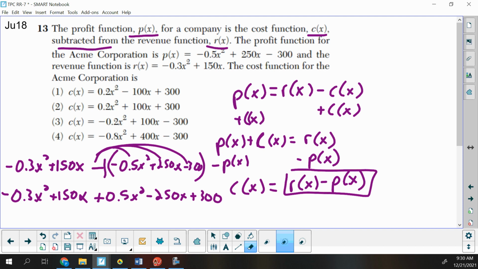And then we'll combine our like terms. -0.3 and plus 0.5 will give us positive 0.2x squared. 150x minus 250x will give us a -100x. And then add the 300 on. So that's going to give us choice 1.